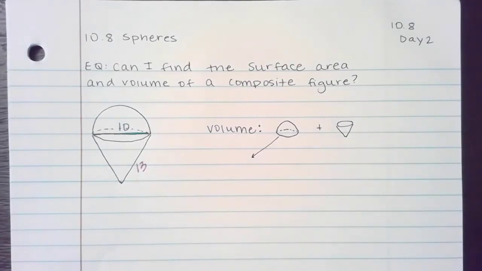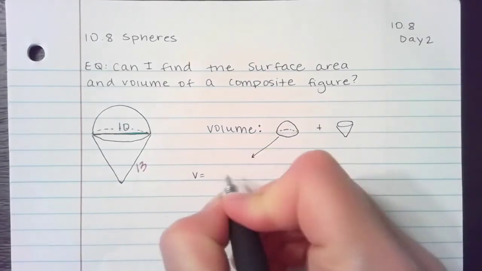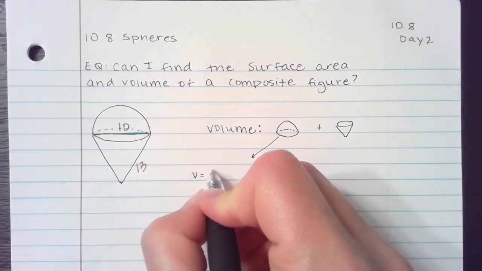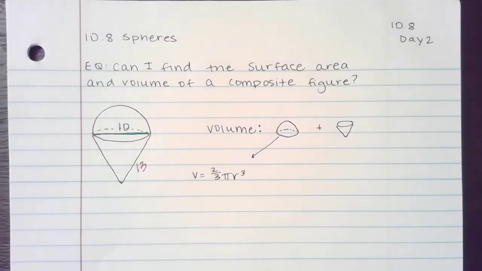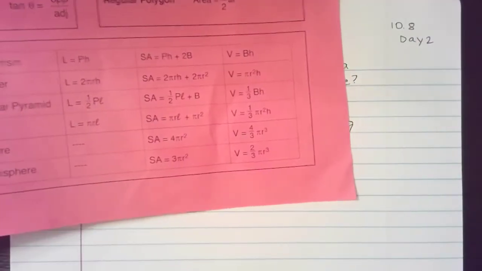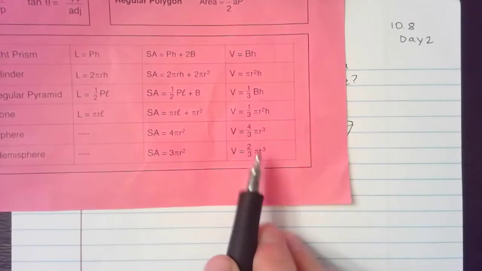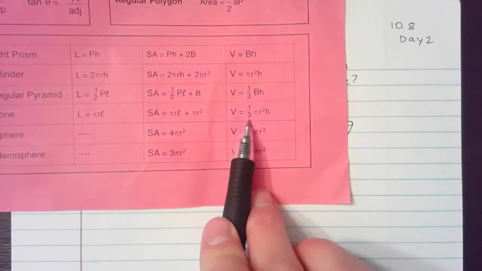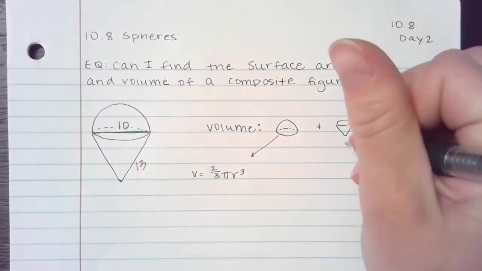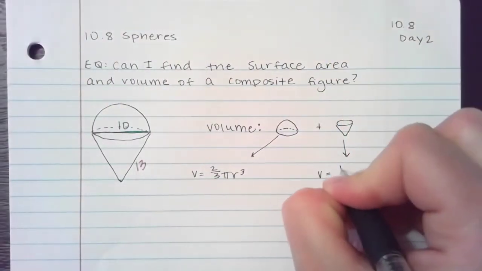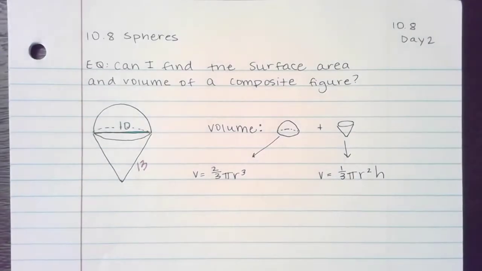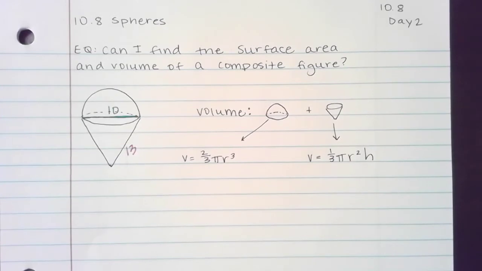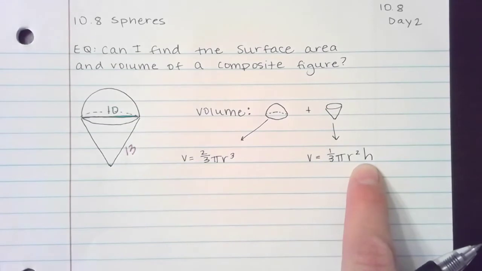So we need the hemisphere. I don't have to memorize the volume. The volume is 2/3 pi r cubed. I just got that from our formula sheet, did not memorize it. Same thing with the cone. The volume of a cone is 1/3 pi r squared h. And we're going to plug in what we know. Probably the easiest one, except I don't know my height, so we're going to have to do a little bit more work.